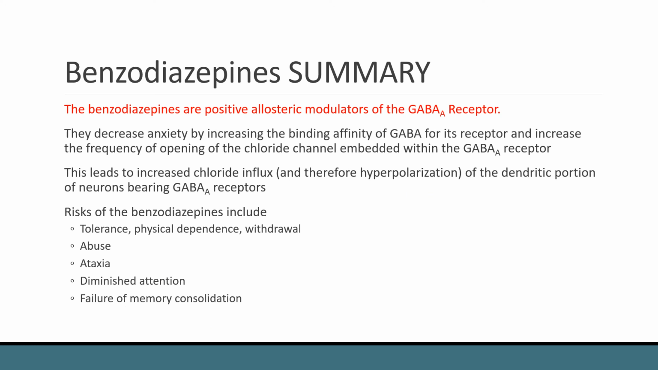So a brief summary: benzodiazepines are positive allosteric modulators of the GABA-A receptor. They decrease anxiety by increasing the binding affinity of GABA for its receptor and increasing the frequency of opening of the chloride channel embedded within the GABA-A receptor. This leads to increased chloride influx and therefore hyperpolarization of the dendritic portion of neurons bearing GABA-A receptors.